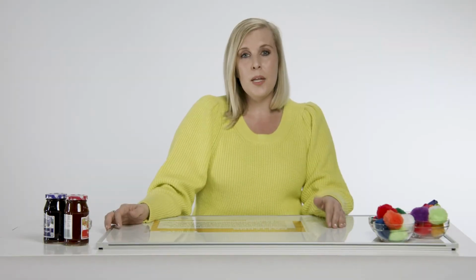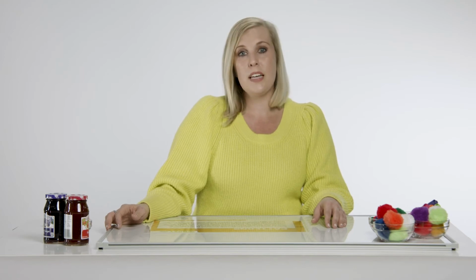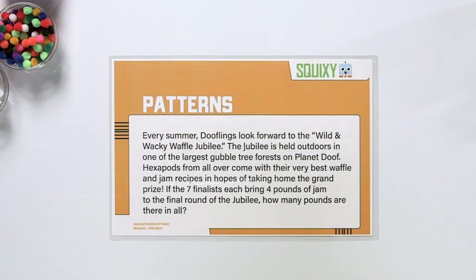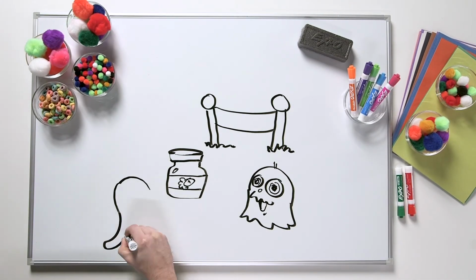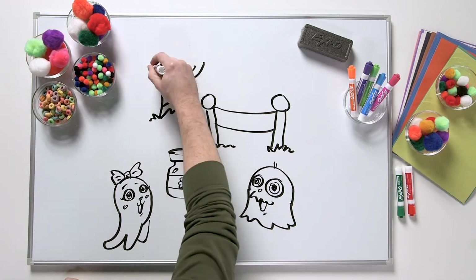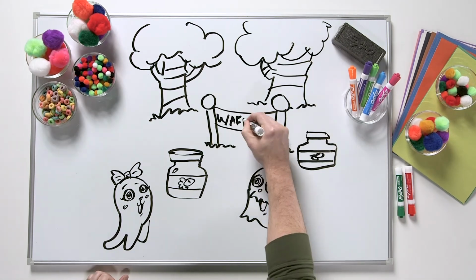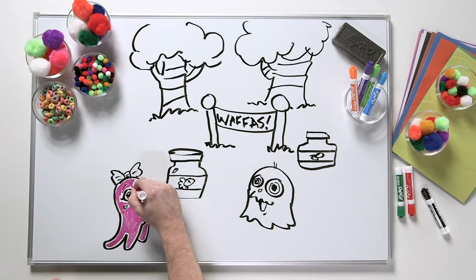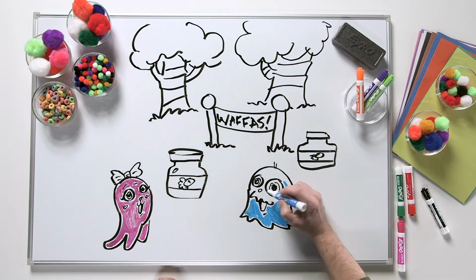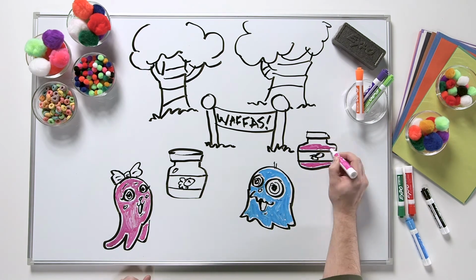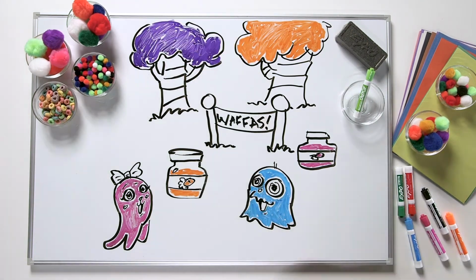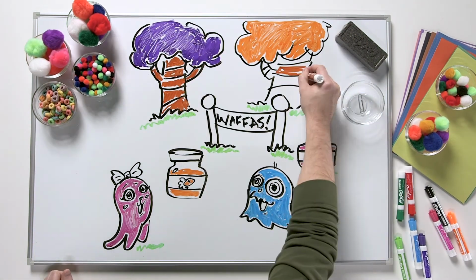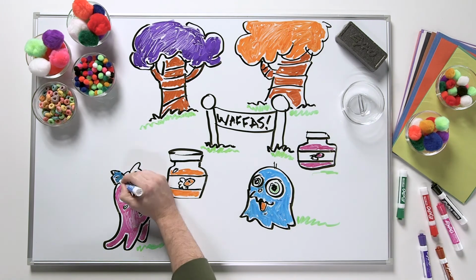Let's try using an input-output table in a word problem this time. Every summer, Dooflings look forward to the Wild and Wacky Waffle Jubilee. The Jubilee is held outdoors in one of the largest gubble tree forests on planet Doof. Hexapods from all over come with their very best waffle and jam recipes in hopes of taking home the grand prize. If the 7 finalists each bring 4 pounds of jam to the final round of the Jubilee, how many pounds are there in all?